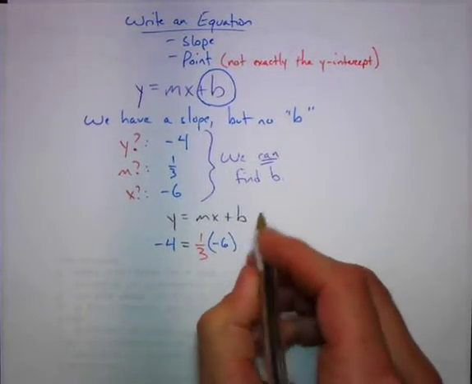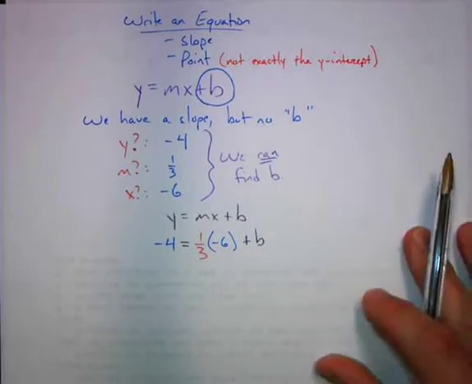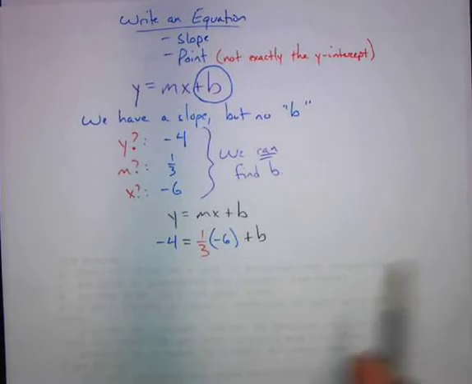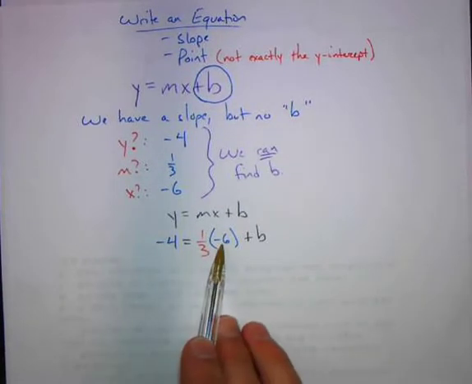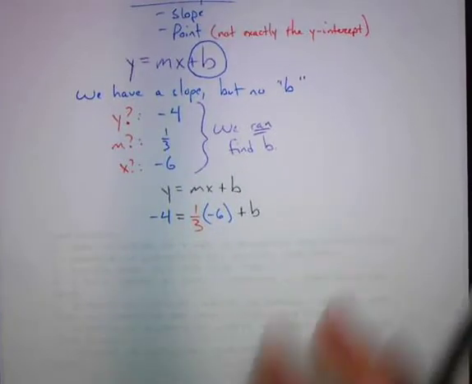And then we have left plus b. Now remember, we don't know what b is. The whole goal is to use the information that we have so we can find b. So we have the y, we have the m, we have the x. We can find out what this b is. How do we do that? A little number crunching and a little equation solving.